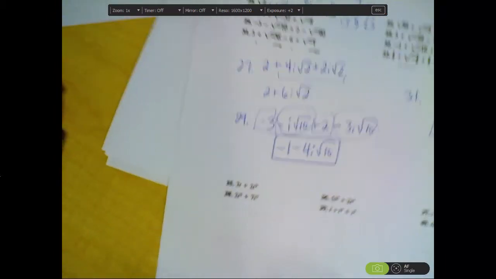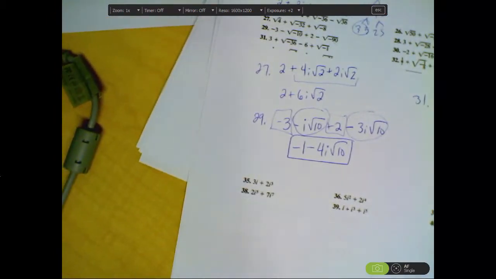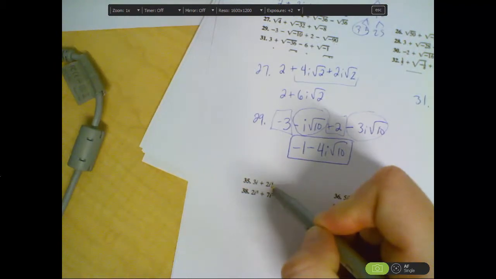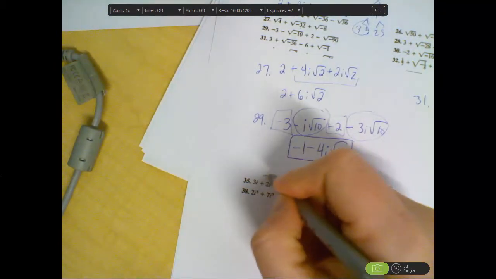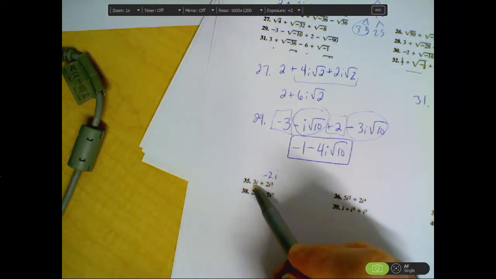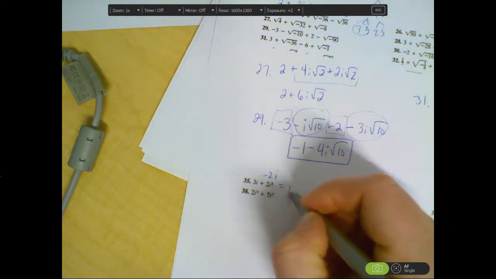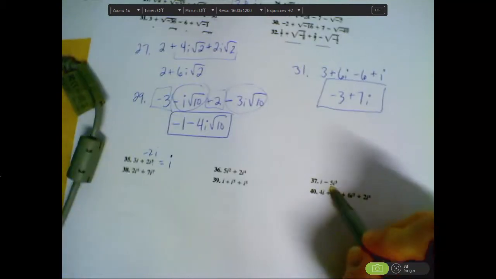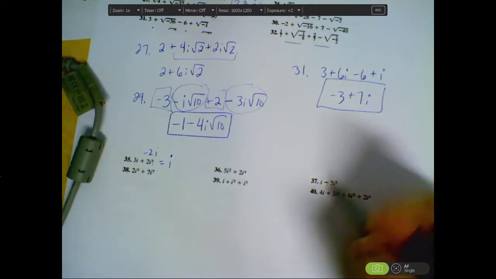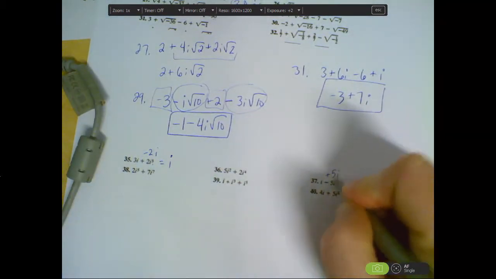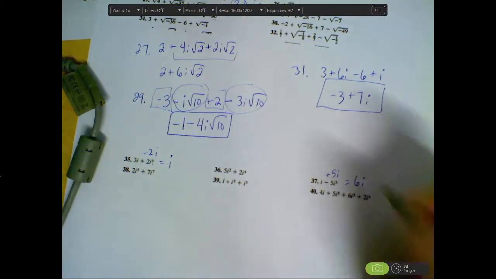Now we get into i's and i squareds and i cubes and all that. i cubed is negative i. So negative i times 2 is negative 2i. 3i minus 2i is just i. Same thing here. i cubed is negative i times negative 5. It's plus 5i. i plus 5i is 6i.